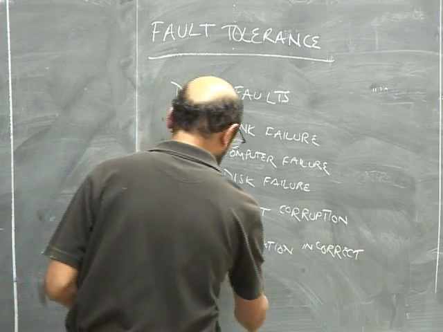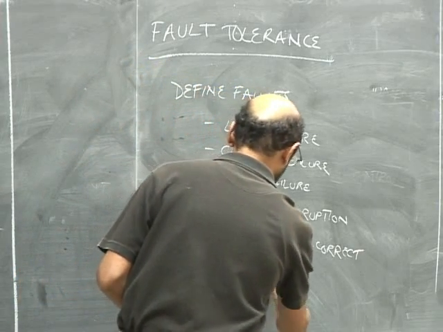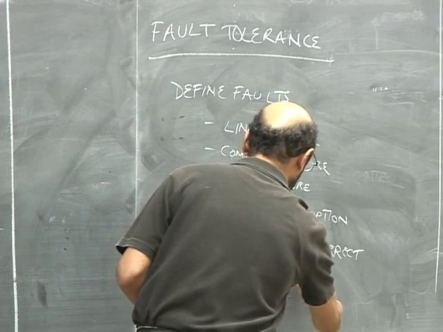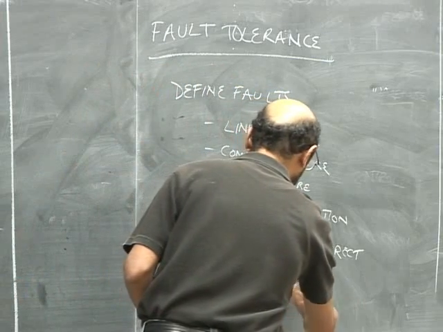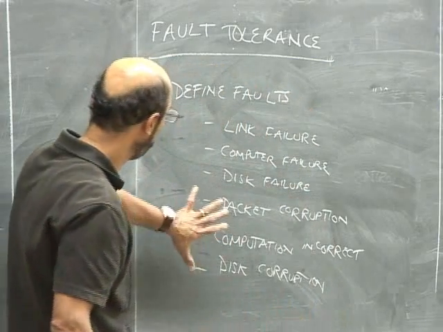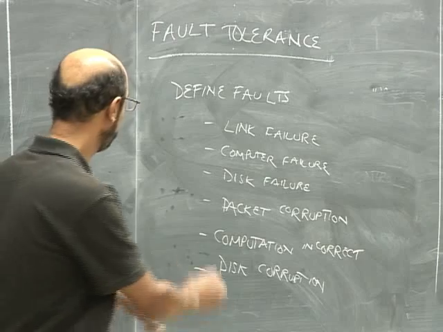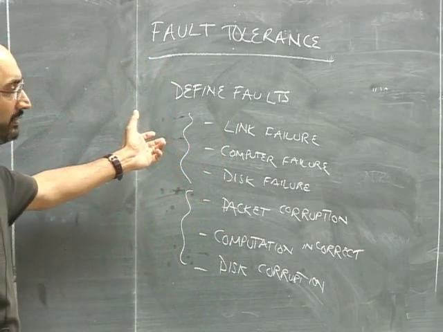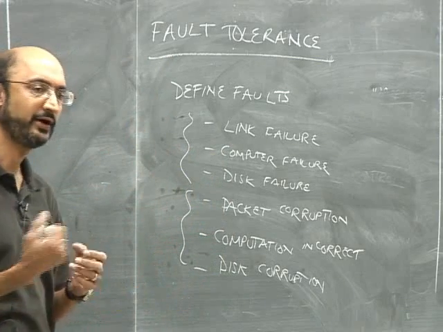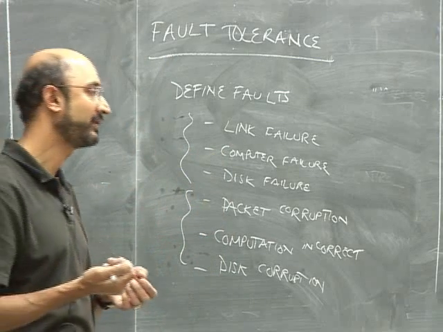And of course, we can have disk corruption. So you have a file, and you read from it, and guess what? The file isn't the same anymore. So these three, packet corruption, computation corruption, and disk corruption, are not quite failures, but things are not quite right, okay? And here you have failure, right?